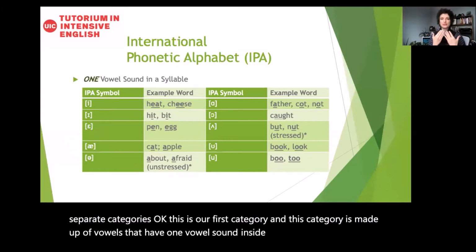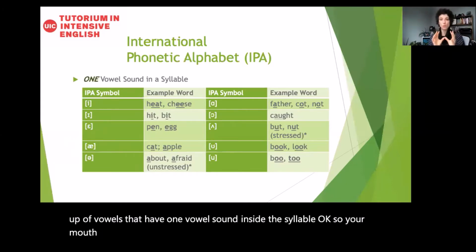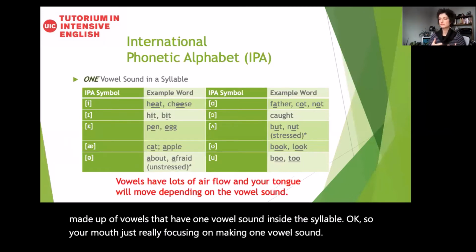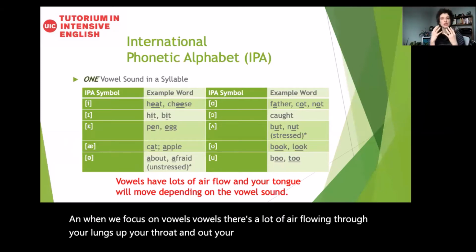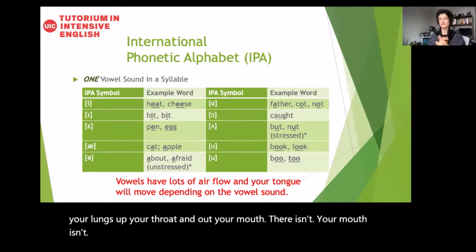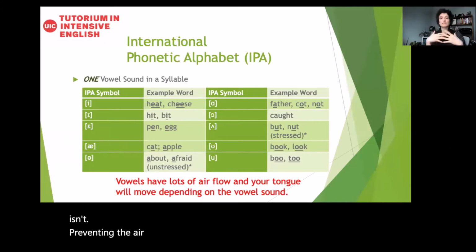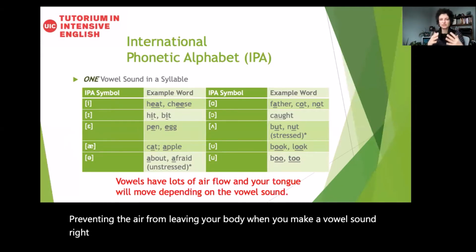Okay, so your mouth is just really focusing on making one vowel sound. And when we focus on vowels, there's a lot of air flowing through your lungs, up your throat, and out your mouth. Your mouth isn't preventing the air from leaving your body when you make a vowel sound, right? Your tongue is moving around, but the air is flowing very freely.